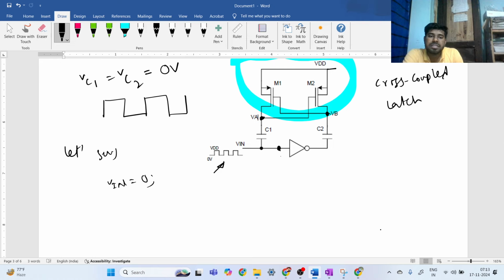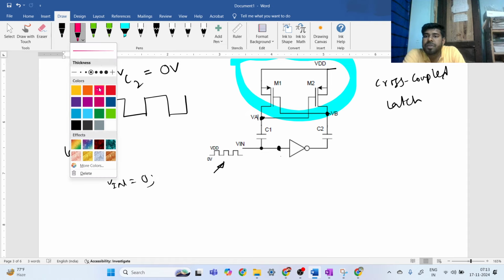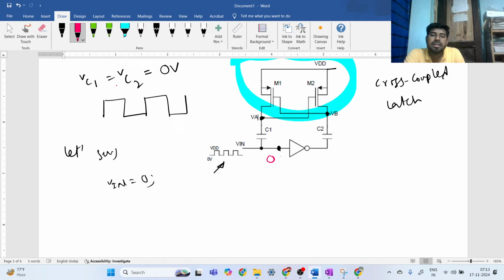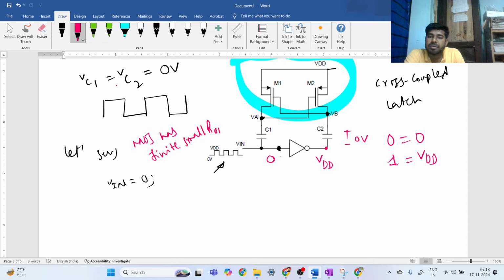So when Vin is 0, so this is 0. The inverter will give an output of 1, and 1 means this will be VDD. So 0 means 0 and 1 means VDD, we all know. This capacitor was initially uncharged, so across C2 it was 0 volt. And we are assuming MOSFETs have some finite on resistance, a small R1.